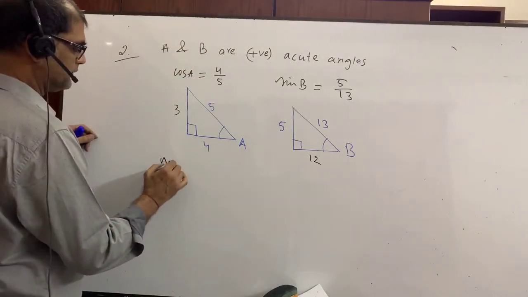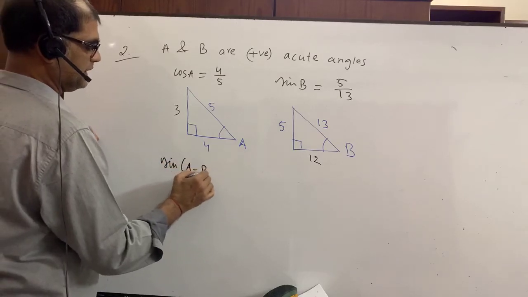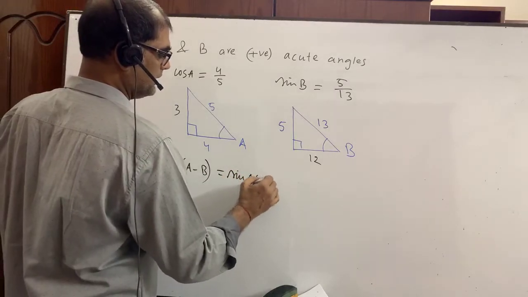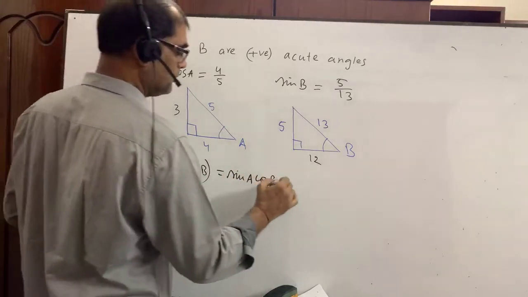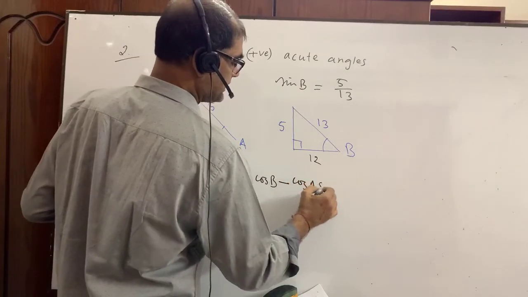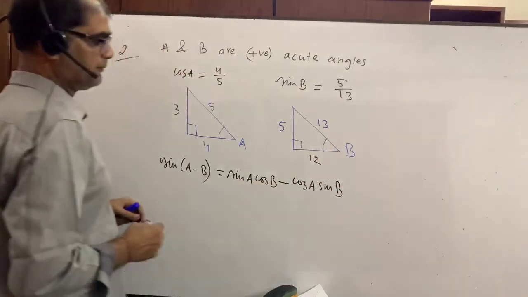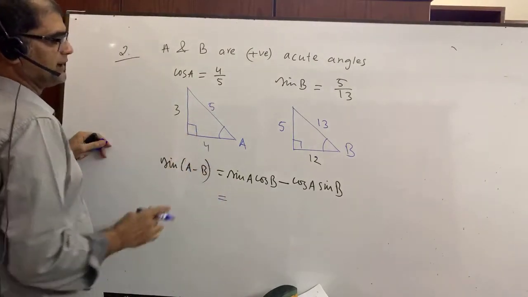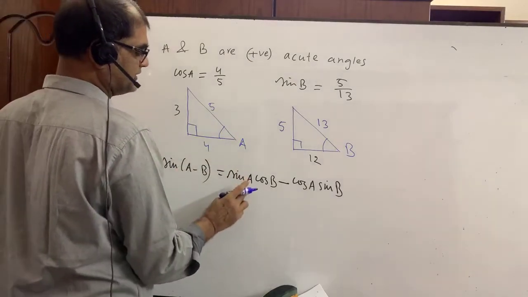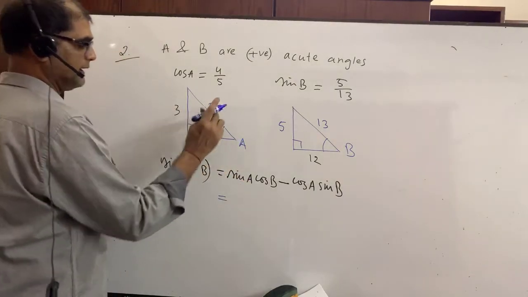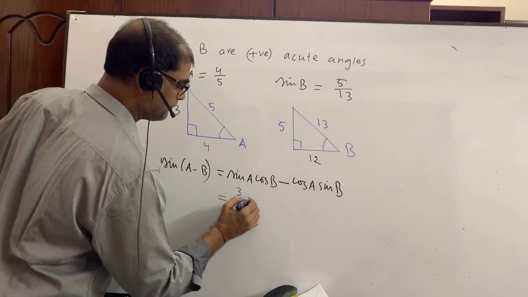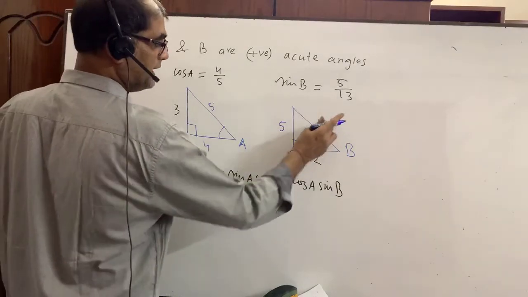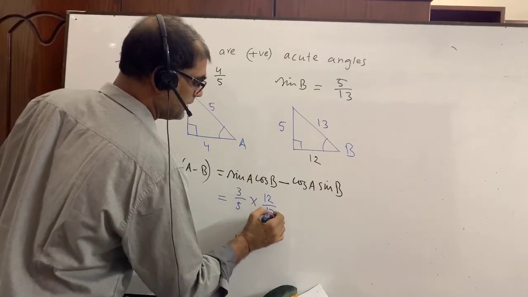What is the value of sine of A minus B? Sine of A minus B equals sine A cos B minus cos A sine B. Now what is the value of sine A? From this figure, sine A equals 3 by 5. Write down 3 by 5. What is cos B? This is B. Cos B equals what? Base by hypotenuse.